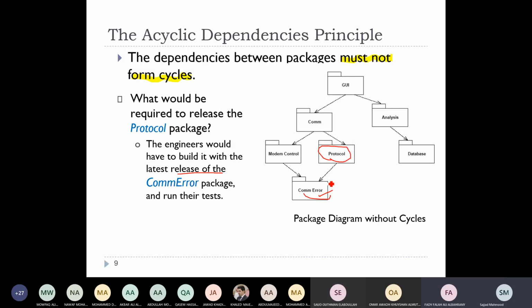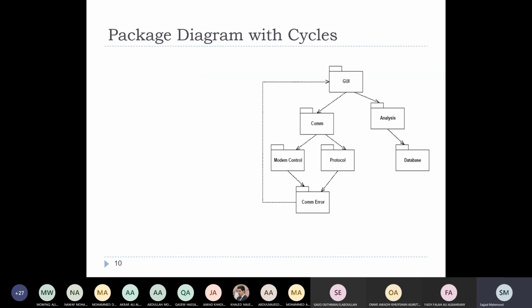Yes. Okay. Now let's look at the case which is more interesting and the one we are trying to understand, which is the cyclic one. So now in this case, we have a cycle here. The common error package depends on the GUI, and then things can keep going. So now if I have to release the protocol, what will happen? What packages will I have to release as well? All of it, right? And why is that? Because of the dependencies between the common error and the GUI, and the GUI on communication and analysis and all of that stuff, right?